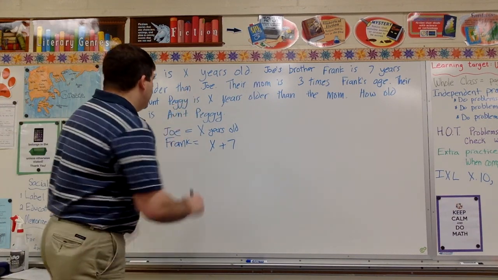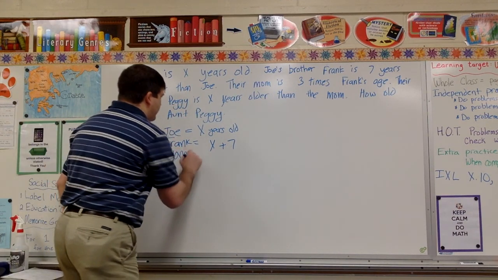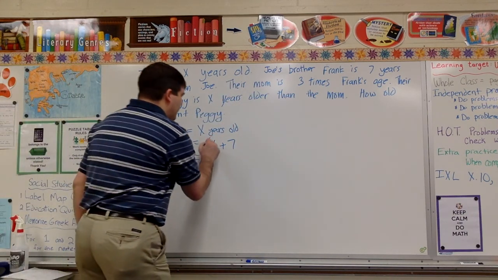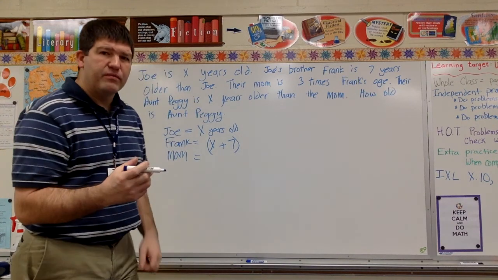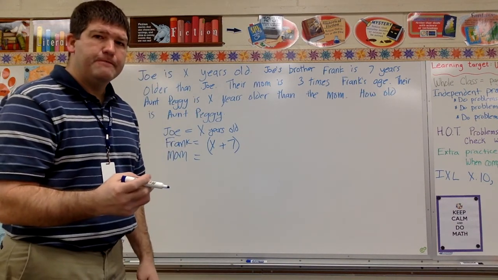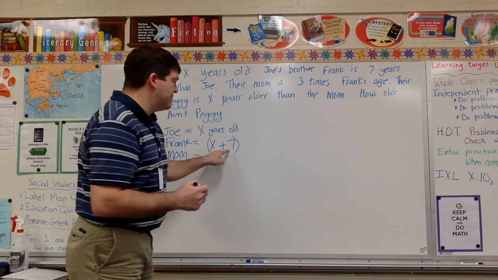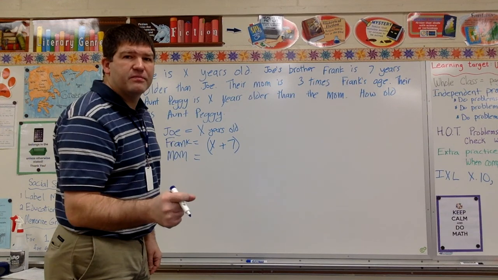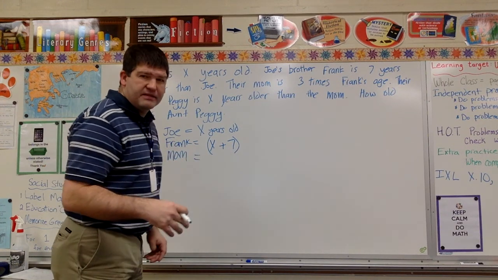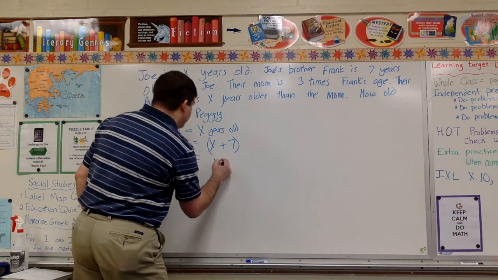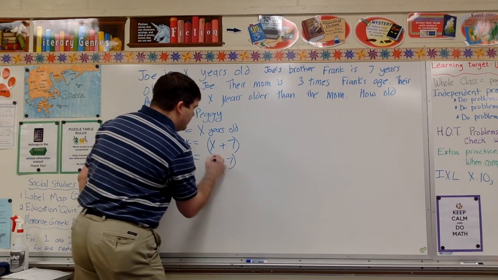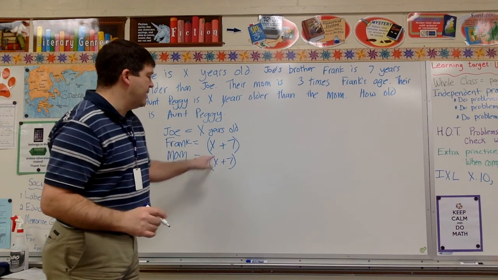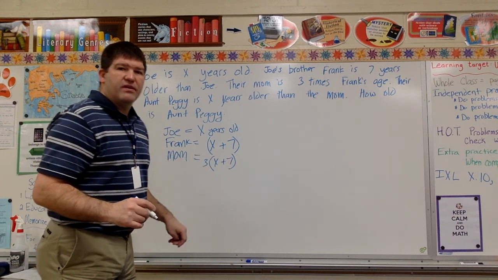Now, I want the mom's age. The mom is 3 times Frank's age. So this right here, that whole thing represents Frank's age. So I have to times this 3 times. I need X plus 7, X plus 7, X plus 7. So what I'm going to do is put Frank's age down here, and I'm just going to put a 3 here. So it's kind of saying 3 times this. So I have the mom's age.